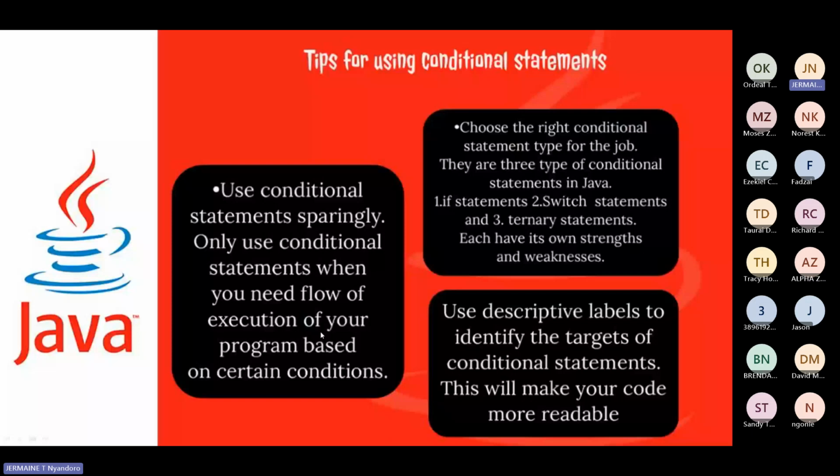There are three types of conditional statements: if else, the switch statement, and the ternary statement. Each has its own strengths and weaknesses. Use descriptive labels to identify the tags of the conditional statement. This will make your code more readable. Let's move on to questions.